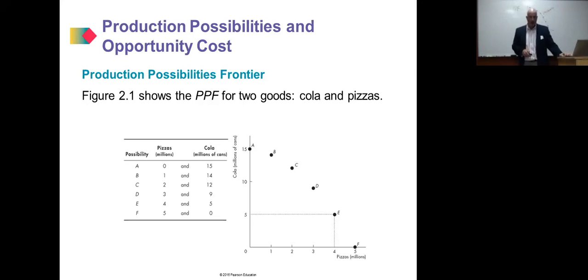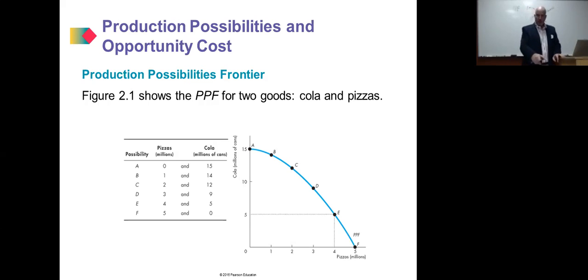Now, as I start to trade off and I go to 1 million pizzas, what's the trade-off? You're down to 14 million cans of cola. So the trade-off is 1 million cans of cola. And again, as I move to point C, I'm down to 12 million cans. So my trade-off is 3 million cans of cola.